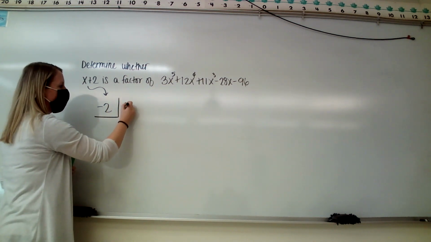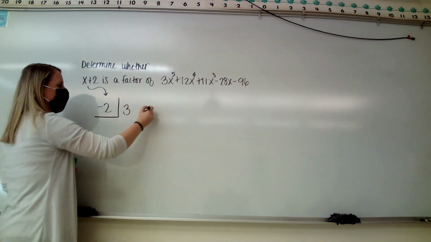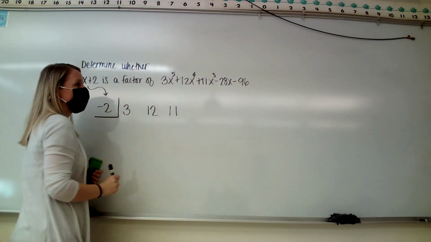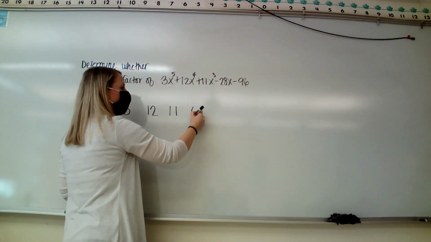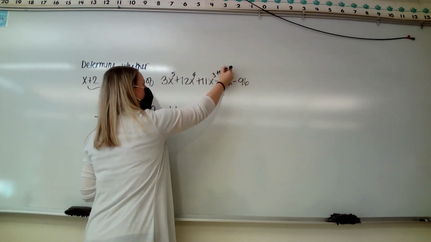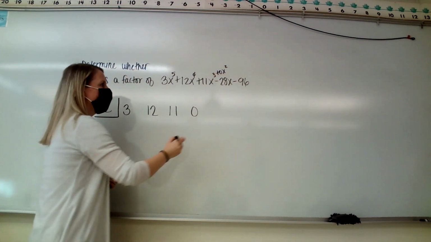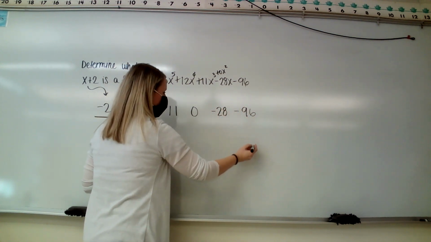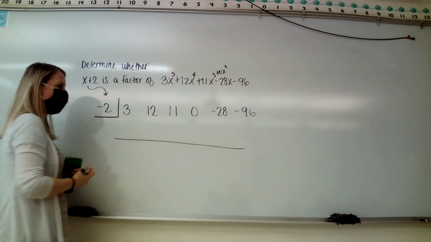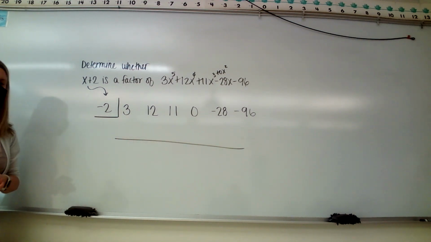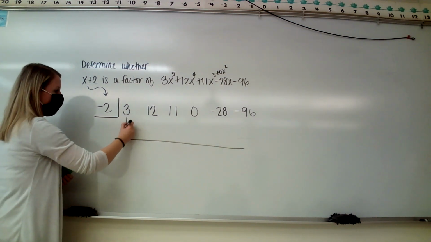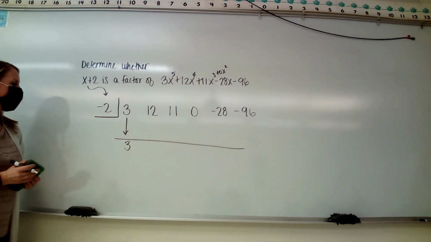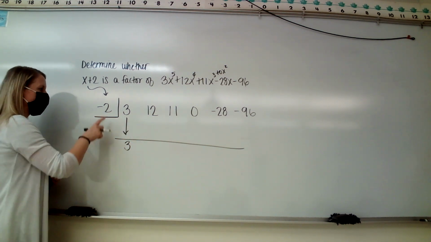So we have 3 for x to the 5th, 12 for x to the 4th, 11 for x to the 3rd. There is no x squared, so even if you want to just make a little note to yourself, 0x squared. Negative 28x, negative 96. Once you do the setup though, the steps aren't bad. So you just kind of repeat the same step. You bring the first term down, and then you do a little zigzag.